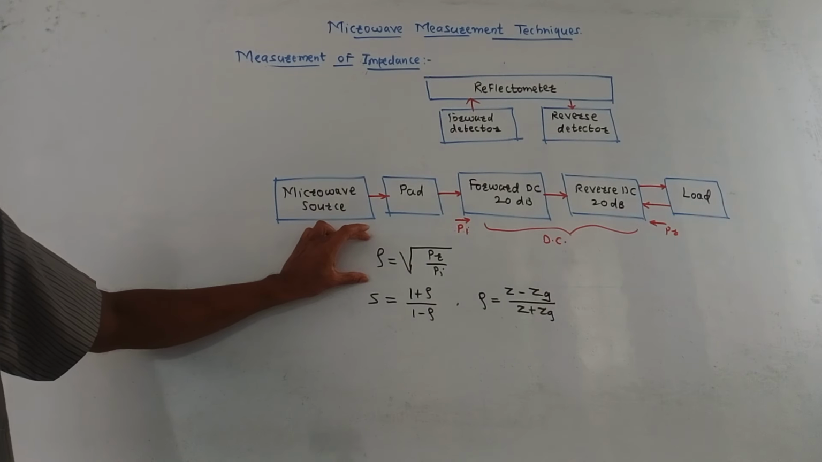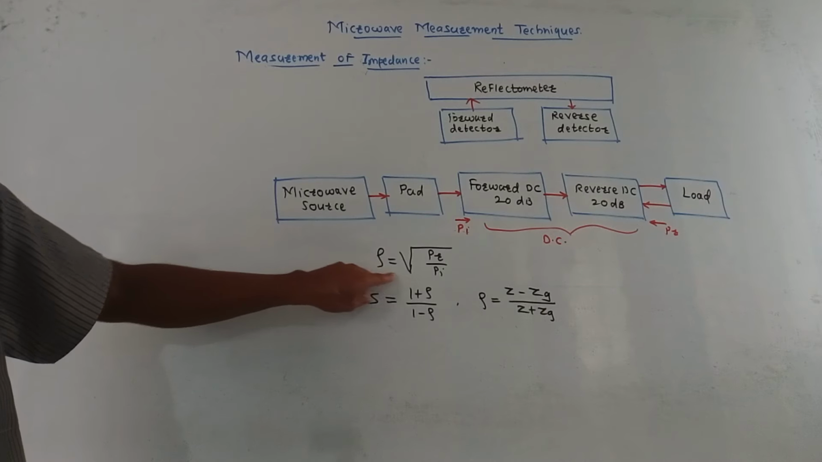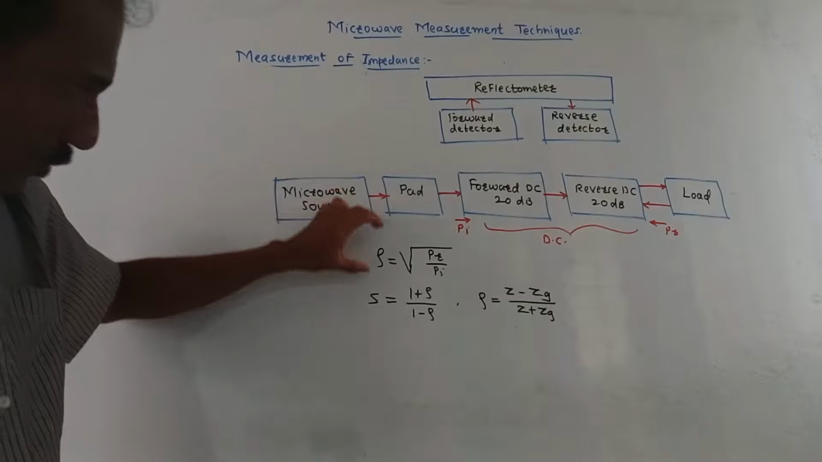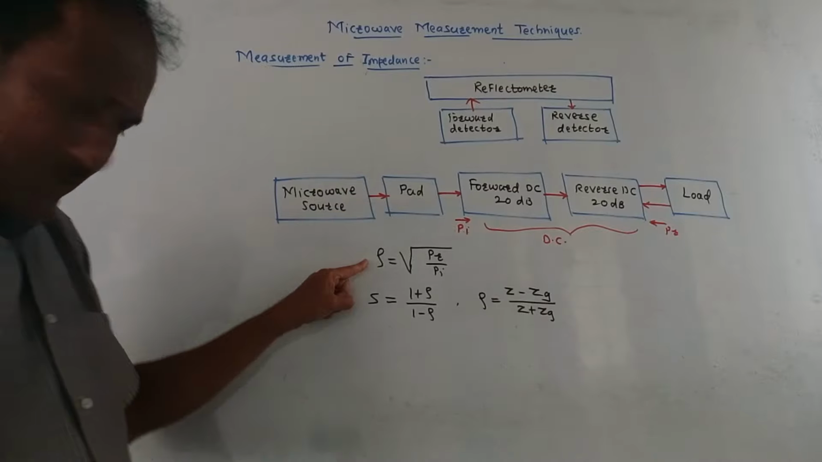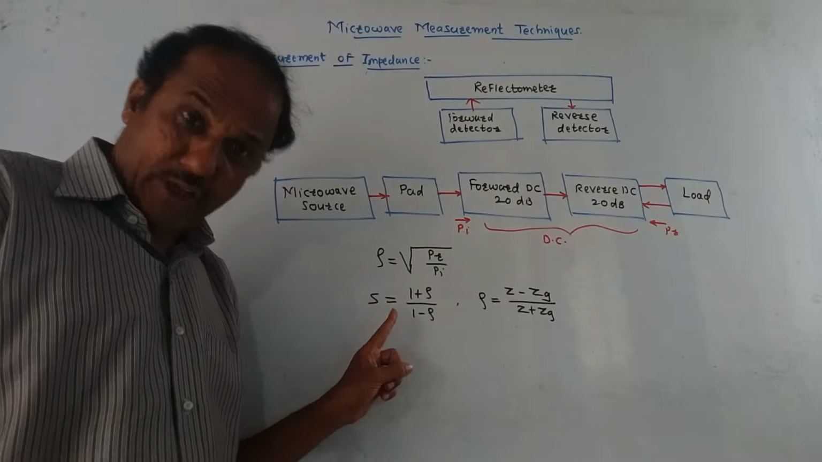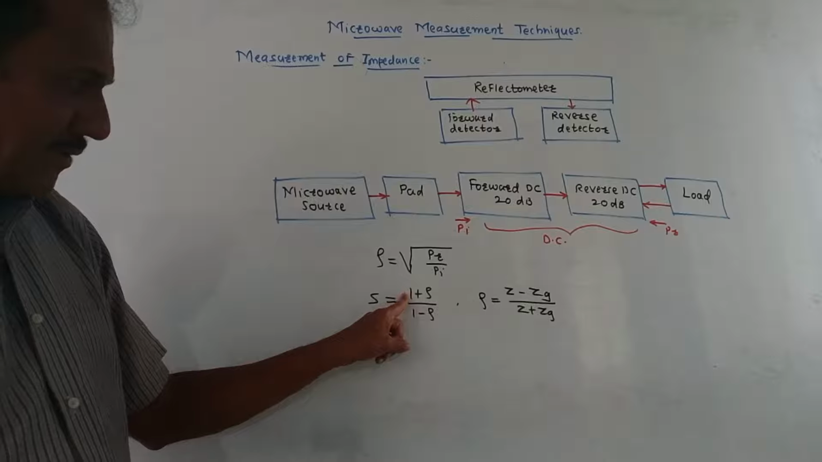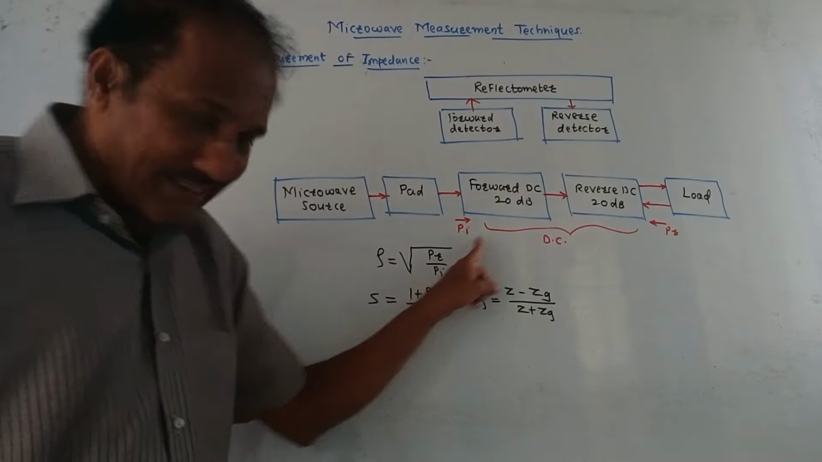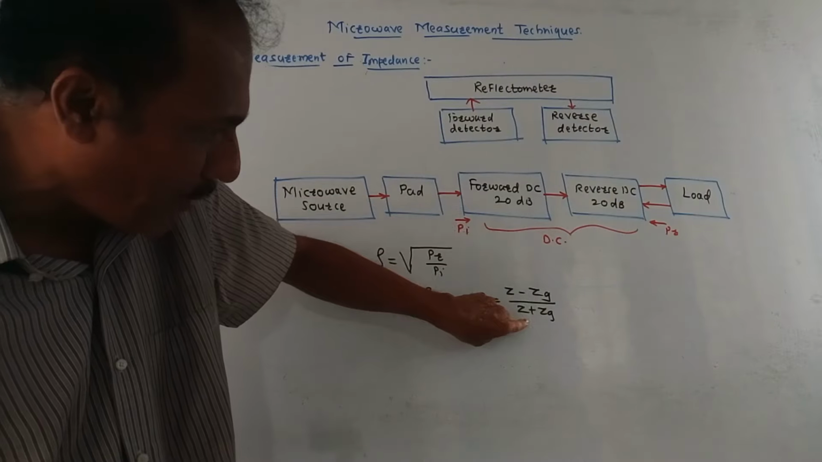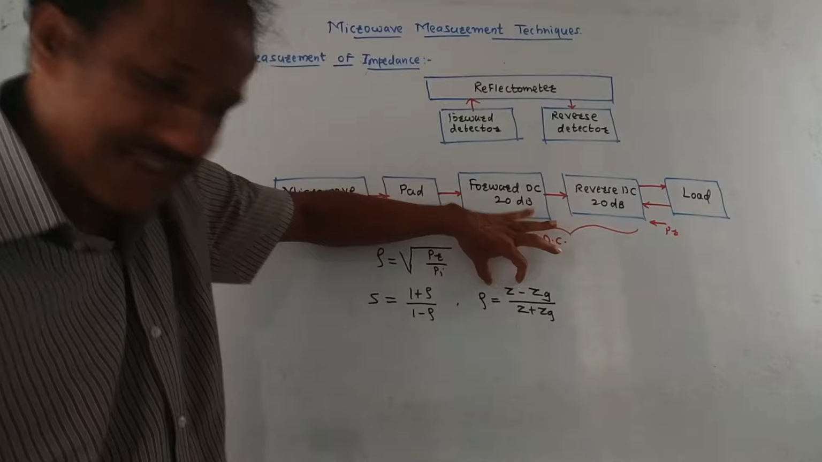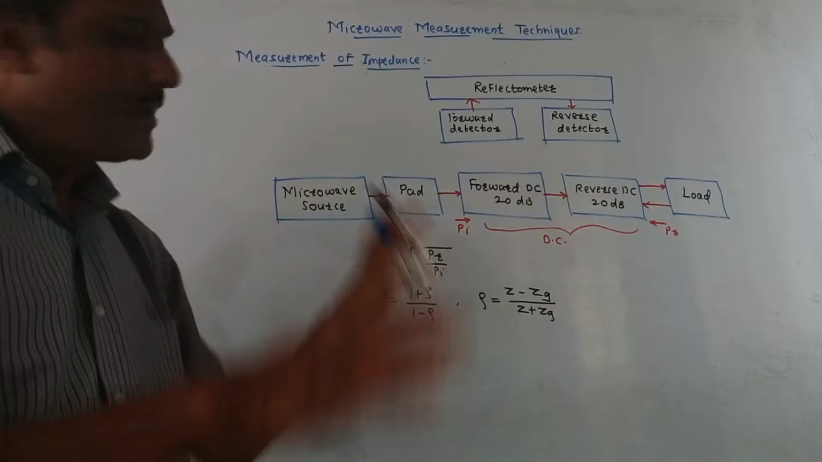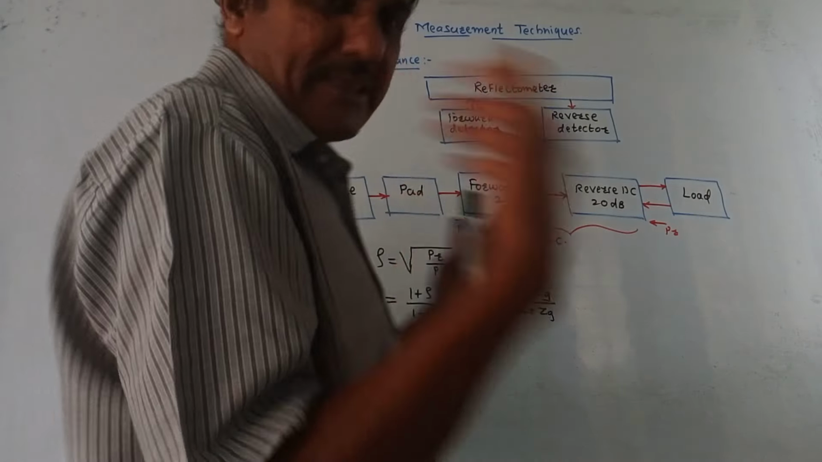Then the reflection coefficient is given by rho equals square root of PR, the reflected power, upon incident power. From this reflection coefficient rho, the SWR, rather VSWR, the standing wave ratio, can be calculated, which is 1 plus rho upon 1 minus rho, and the impedance is related to the reflection coefficient as rho equals Z minus ZG upon Z plus ZG, where Z is the known impedance of the load and ZG is the unknown impedance. So using this formula, we can make the measurement of impedance.